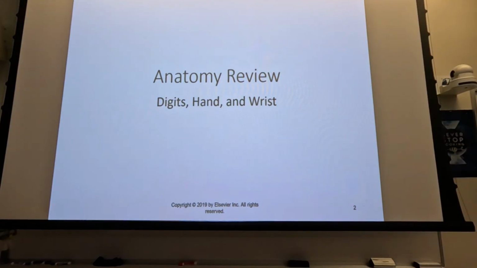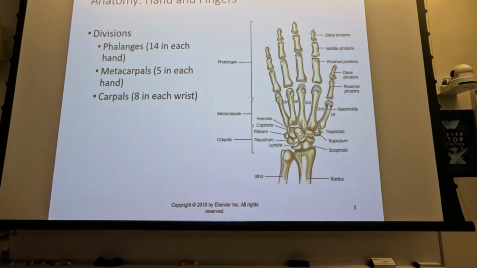So we need to start with anatomy of the upper extremity specifically. And so now we're on page 143. So hand and wrist, hand and fingers, we're going to start with identifying each one of the digits and each subsection of the digits. And we're also going to talk about the joints, the specific joints.